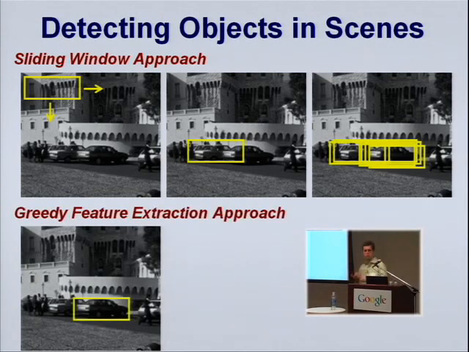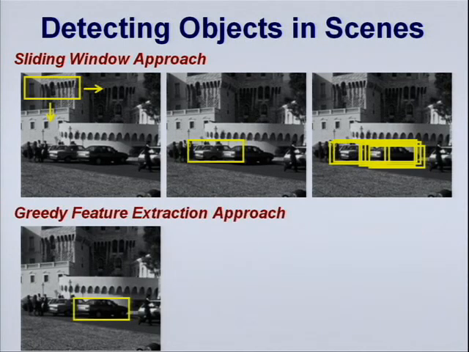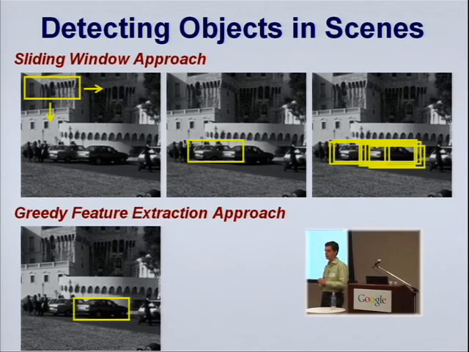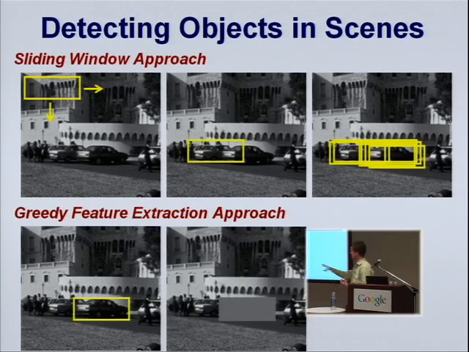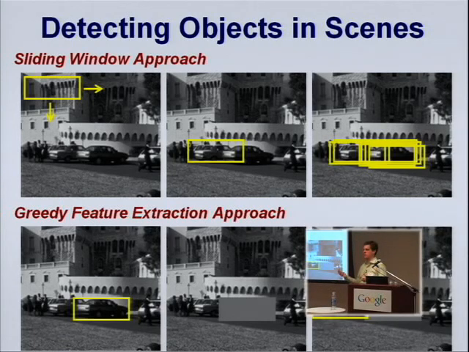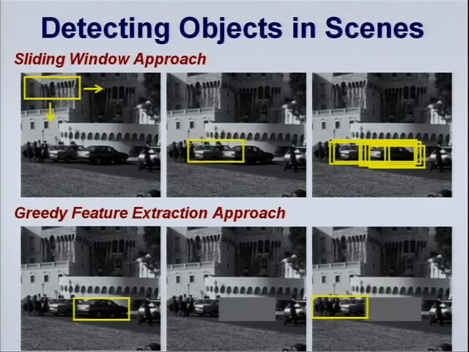A second approach is what I'll call a greedy feature extraction approach. So you look over the whole image, you find your best hypothesis for what the object is. Then you take the pixels or features or whatever your representation is, you pull out that part of the image, and then you look around for your second best hypothesis. And then you repeat this process until there are no hypotheses left which are sufficiently good.